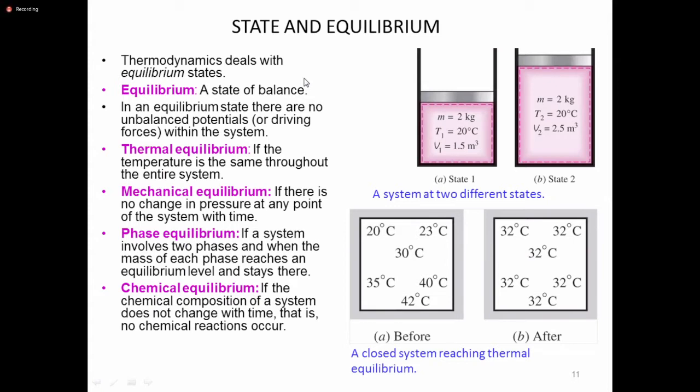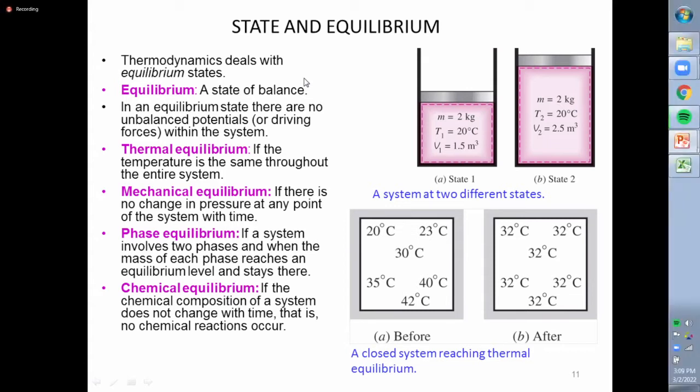A state of balance is called equilibrium. In thermodynamics, equilibrium is basically related to unbalanced potential. That unbalanced potential may be with respect to thermal aspect, the mechanical aspect, the phase, or the chemical aspect. So if you say that the system is in thermodynamic equilibrium, then there should not be any unbalanced potential associated with the thermal, mechanical, phase, and chemical.